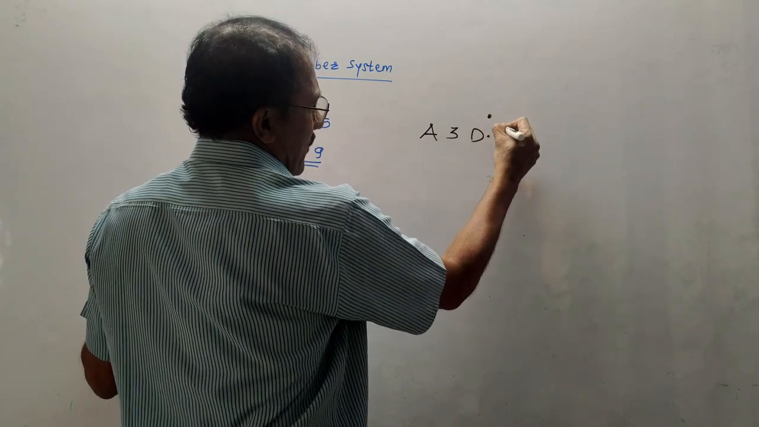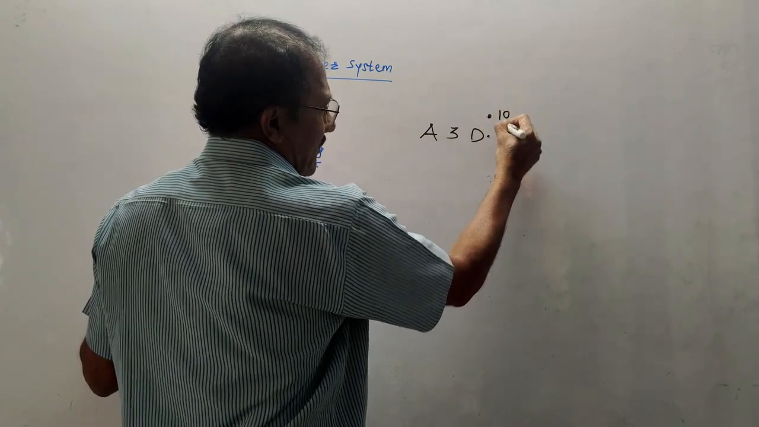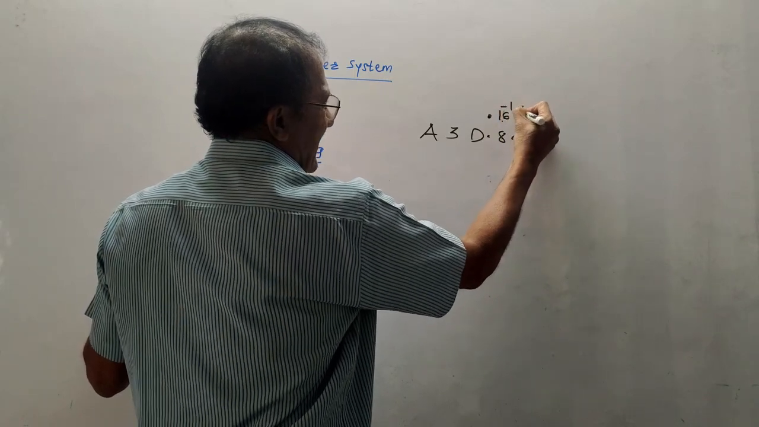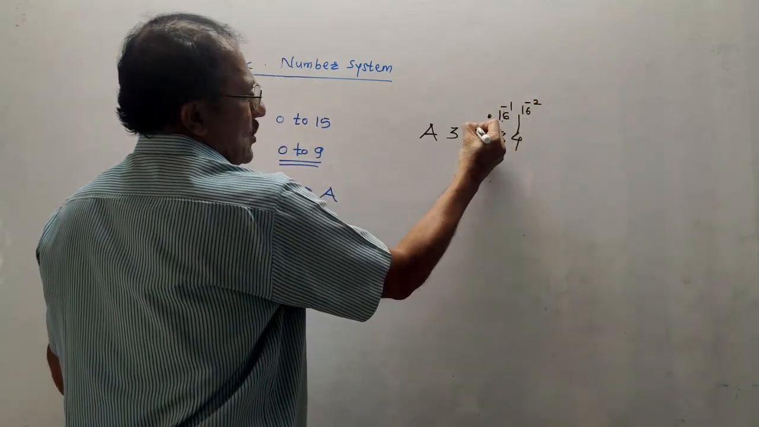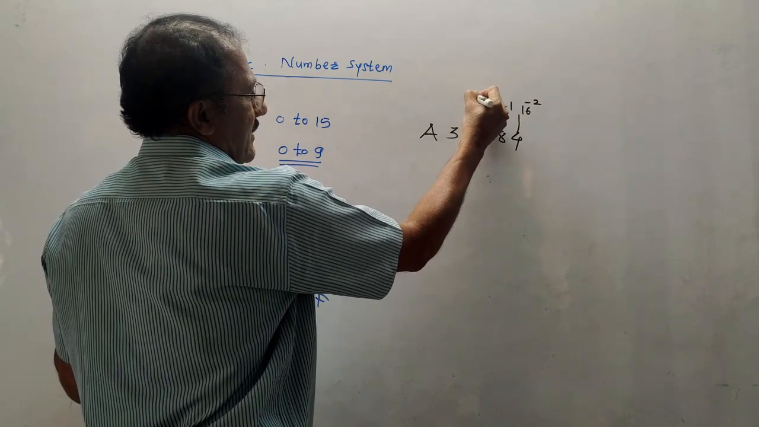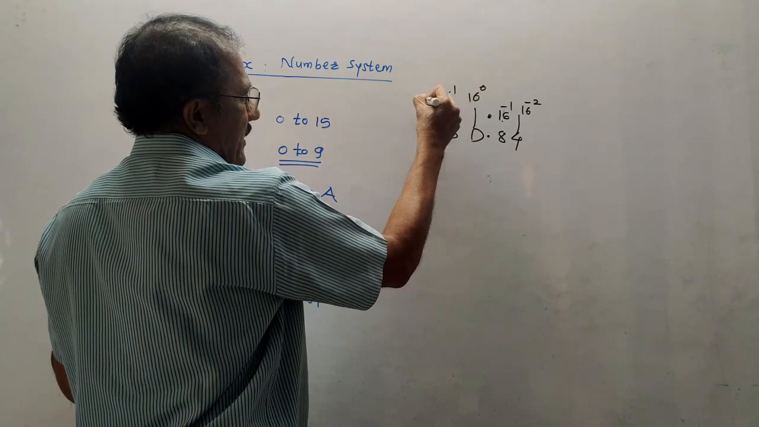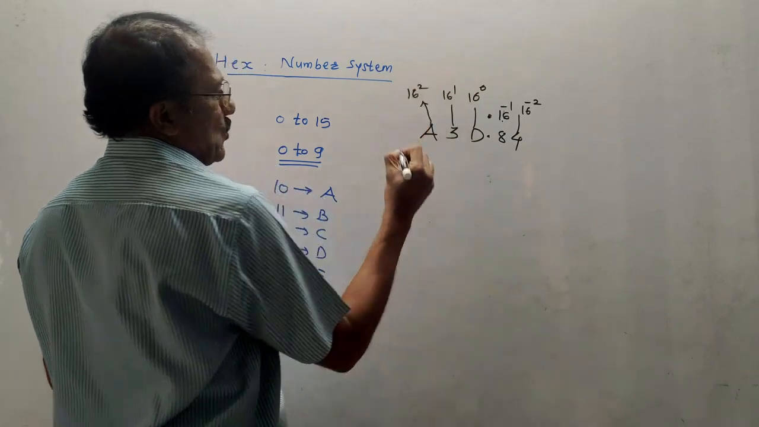After the decimal point, for the first value the multiplying factor will be 16 raised to minus 1. For the second, it will be 16 raised to minus 2. For this one, it will be 16 raised to 0. For 3, it will be 16 raised to 1. For A, it will be 16 raised to 2.